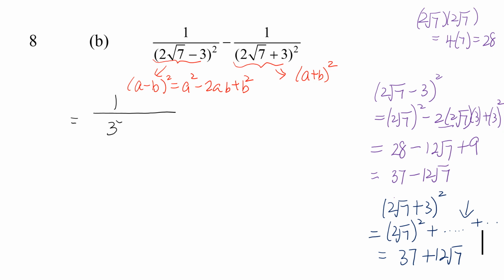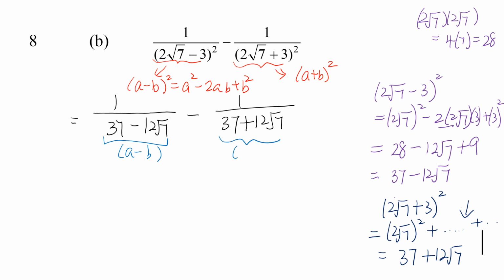So that will be 37 minus 12 square root 7, minus 1 over 37 plus 12 square root 7. Alright, so if you were to observe it very carefully, I think a lot of you would just want to combine them into one fraction, right? Yes, so if you're going to combine them into one fraction, can you see this guy can be likened to bracket a minus b, and this one is your a plus b.